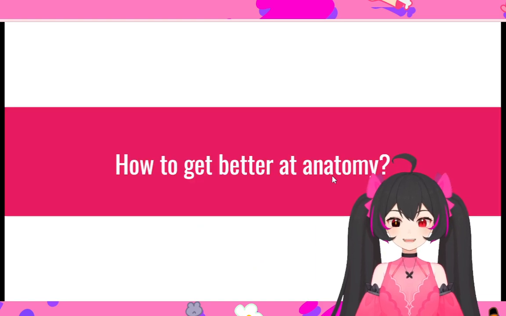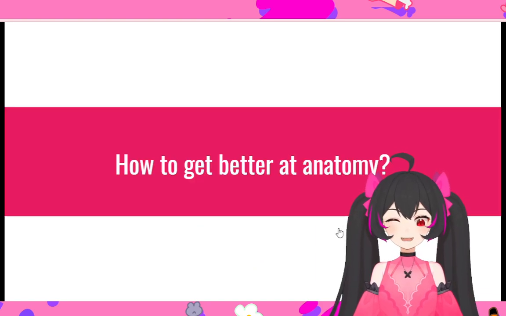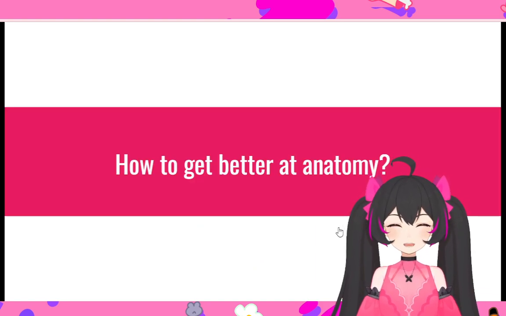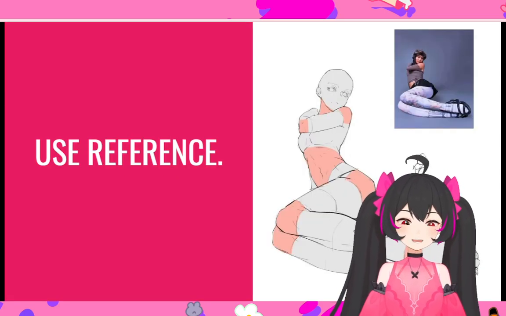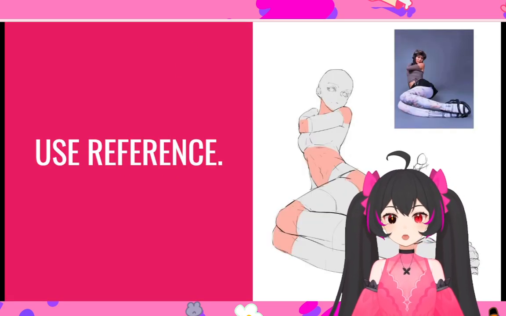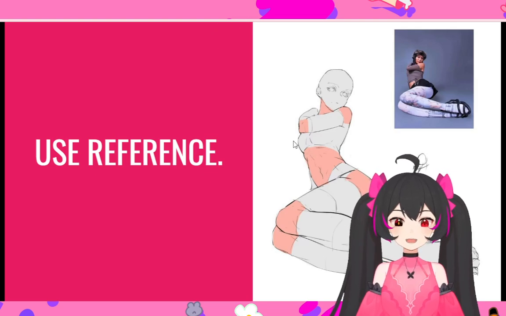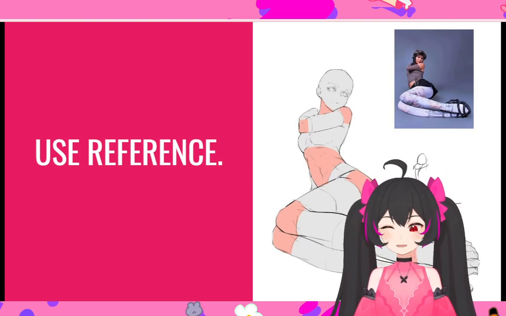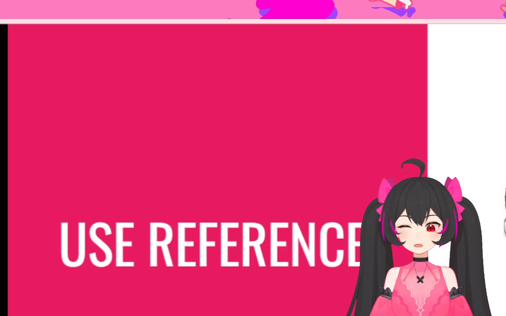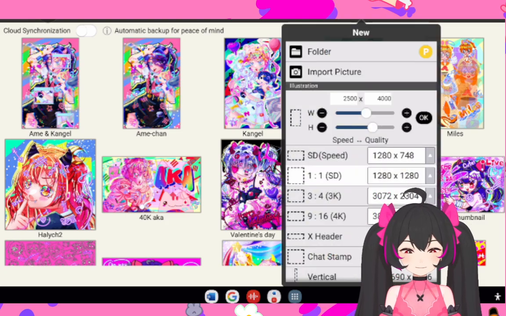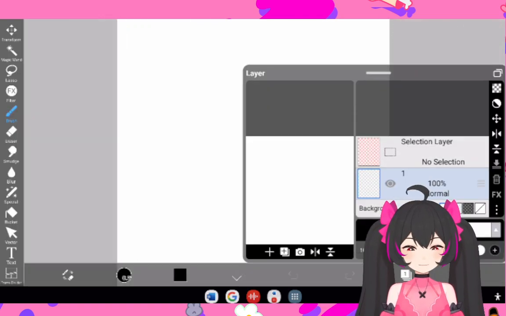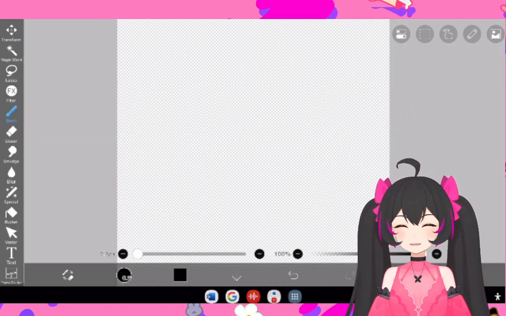So how do I do this? How to get better at anatomy? First, and really important, use reference, because reference is a big thing to do. So right now we have this as a reference here. I'm just gonna go to here, and then I'm gonna switch to my tablet. So let's start a new canvas. I don't care how big the canvas is, just anything. All right.